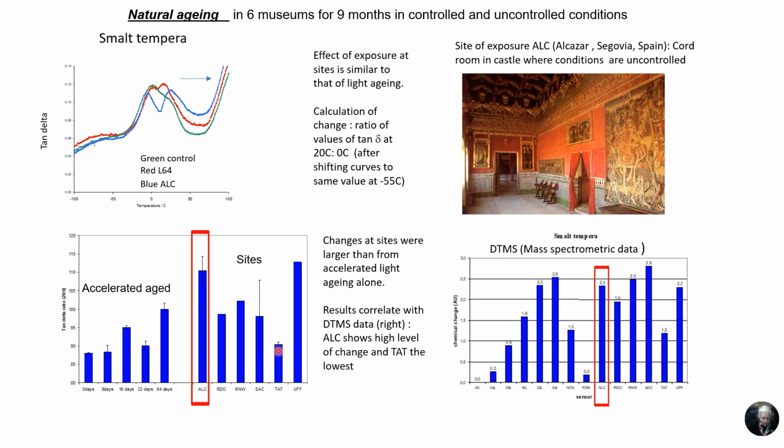Now the Tate, the exposure was in the Clore Gallery, which is very well controlled, and this is an uncontrolled site, so it shows that there is a difference in the environment. And we had correlation also with mass spectrometric data, where we see, again for the smalt tempera, a very nice evolution with light aging, and then a smaller effect for the NOx.